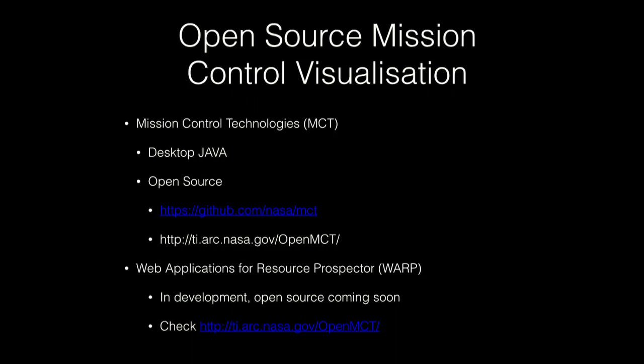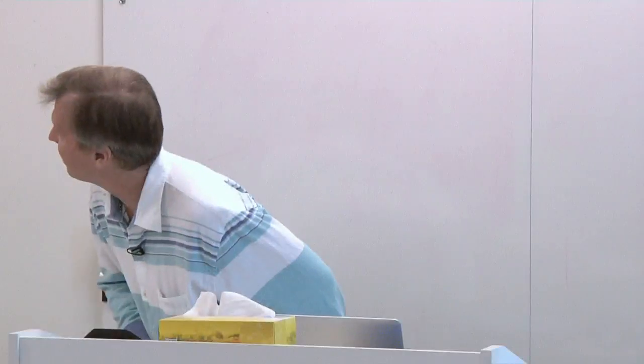So open source, and I'm going to come back to open source later also. We've had a couple of efforts here. A desktop effort called Mission Control Technologies, which is on GitHub, and I put the URL in there, and it looks like in blue against black you can't read it. But if you search for NASA MCT GitHub, you would find it. And that's been our first effort, and it was done in Java.